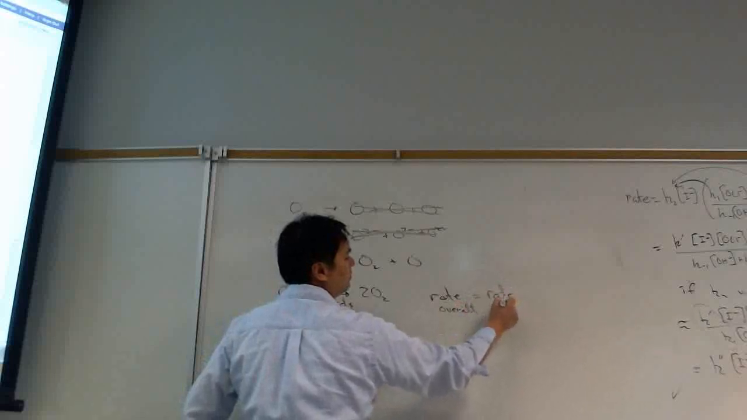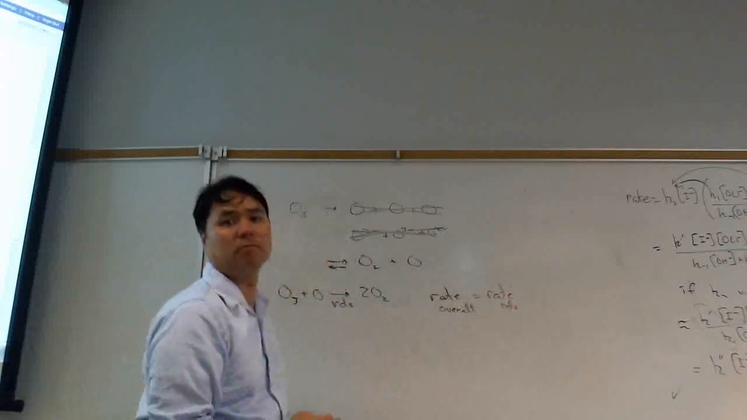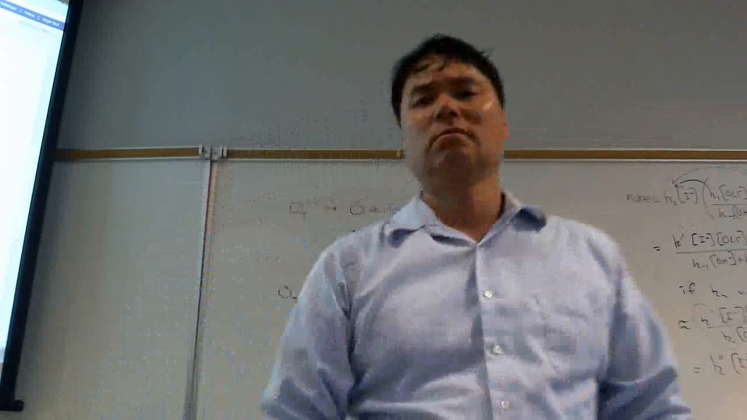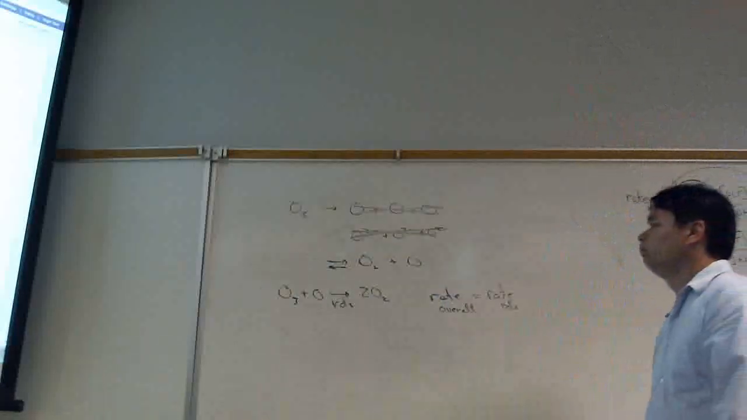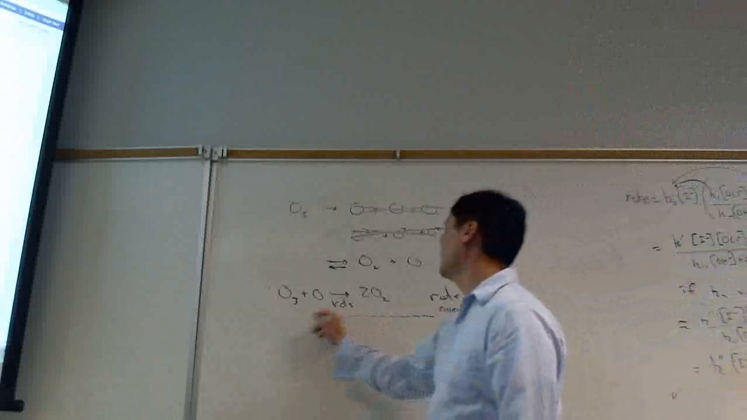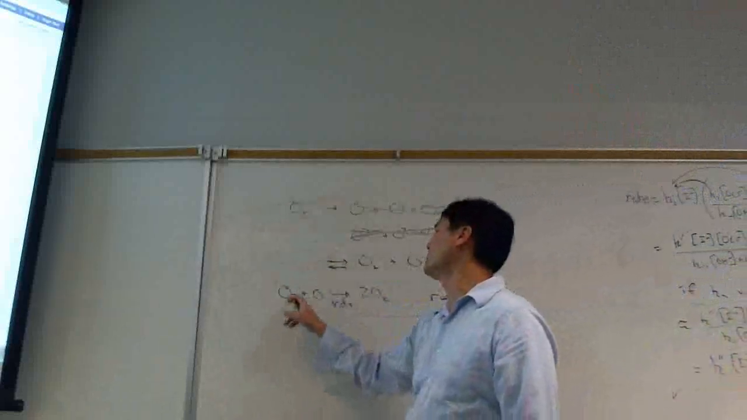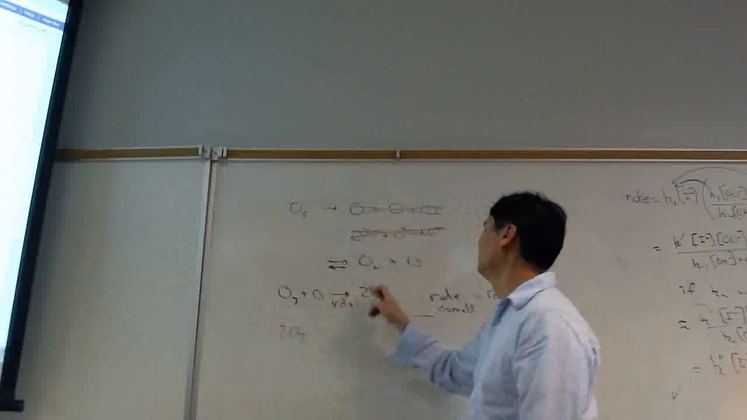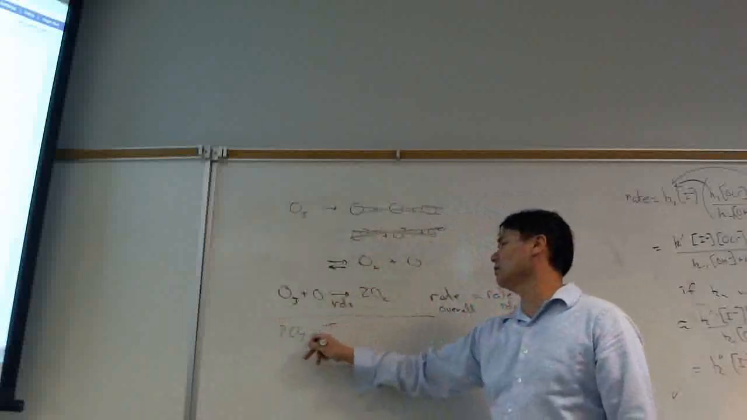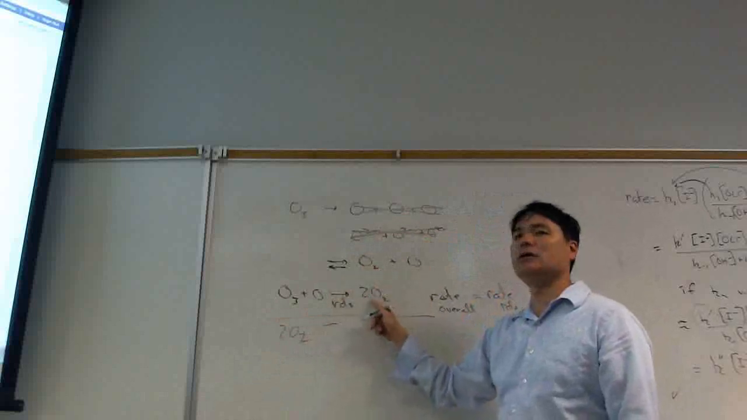Wait, if we add one more O2 to both sides of that, that's what we want. No, because we have it. We add these 2. When you add step 1 and step 2, what do you get? You get 2 ozone. The oxygens cancel out, and we get 3 O2s, because we had 1 here and 2 here.